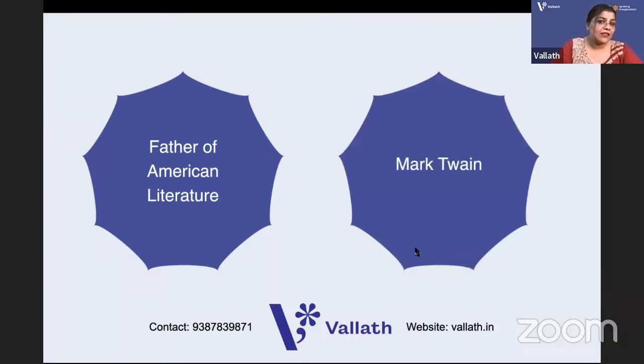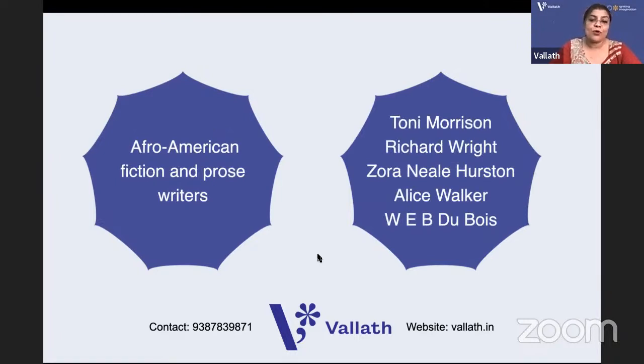What are the works of Mark Twain? Adventures of Tom Sawyer, Adventures of Huckleberry Finn, Life on the Mississippi, The Prince and the Pauper, The Gilded Age, A Connecticut Yankee in King Arthur's Court. So many interesting works of Mark Twain. What is his real name? Samuel Langhorne Clemens, isn't it? Right. Afro-American prose and fiction writers: Toni Morrison, The Bluest Eye, Sula, Song of Solomon, Tar Baby, Jazz.